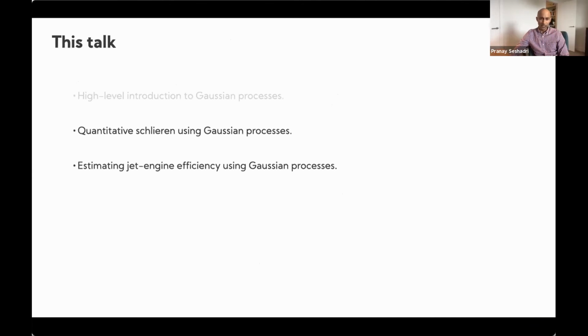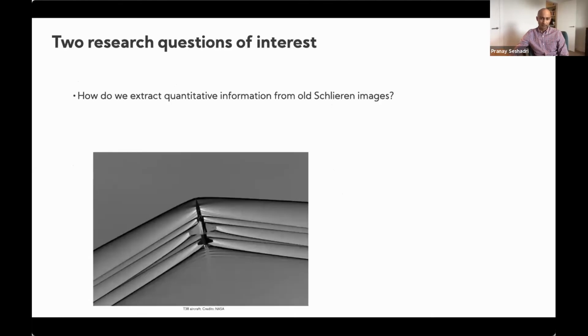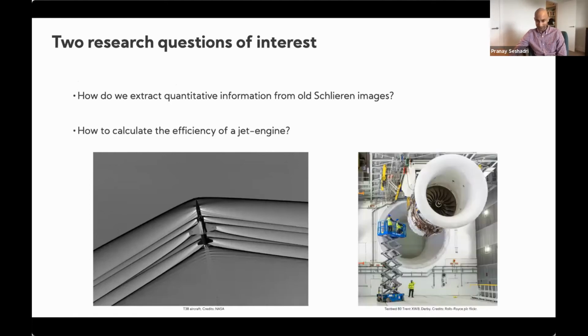models. Okay, so with this aside, I'm now going to delve into the two case studies that I mentioned. So the first question really is, how do we extract quantitative information from old Schlieren images? And this is a topic of research that collaborators and myself have been working on for more than a year now. And then in tandem, how do we calculate the efficiency of a jet engine? And while this may sound incredibly trivial, it's also incredibly challenging for a variety of reasons, some of which I hope to expose in the minutes ahead.